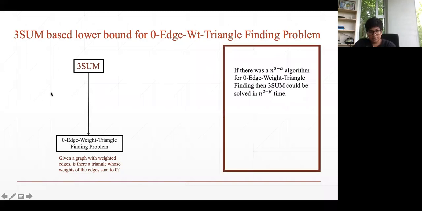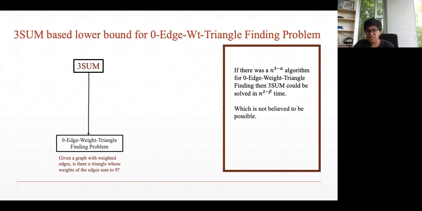Okay. Now, what would this reduction imply? If there was an n cubed subcubic algorithm for the zero edge weight triangle finding problem, then 3SUM would have a subquadratic algorithm. But given that we believe 3SUM doesn't have a subquadratic algorithm, this concludes that the zero edge weight triangle finding problem also shouldn't have a subcubic algorithm in the classical setting.